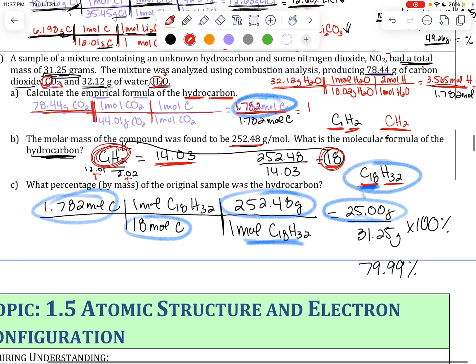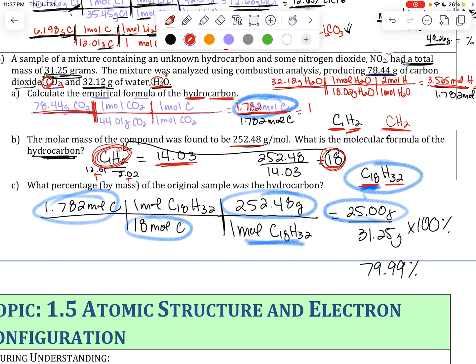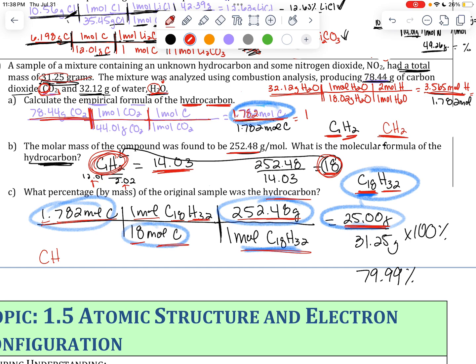And then what percentage by mass of the original sample was the hydrocarbon? So then if I'm looking at your C's, right? I have 1.782 moles of C. And then here I have 18 moles of C per 1 mole of C18H36. Now you could have done it, and it should equal the same thing if you just focus on the H's. Doesn't really matter. And then once you have the 1 mole, then you can get the molar mass, and then that gives you how many grams you got divided by your total grams, which was 31.25.